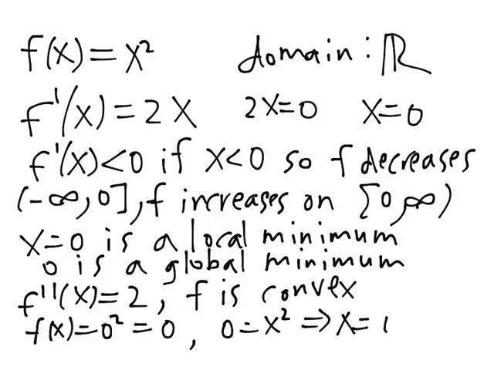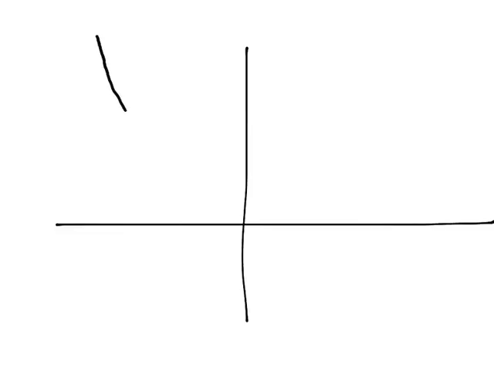Now that we have all this information, let's put it together into a graph. Let's draw our axes here. Now the function comes from infinity on the left side, and it's convex, so it'll be curving upwards like this, while decreasing until it hits its global minimum here at 0, and then it's still convex and increasing like this. So as we already know, this is what the graph looks like for f of x equals x squared.